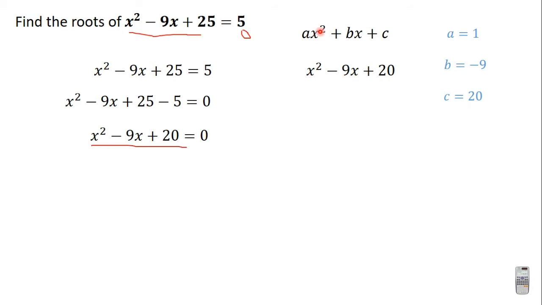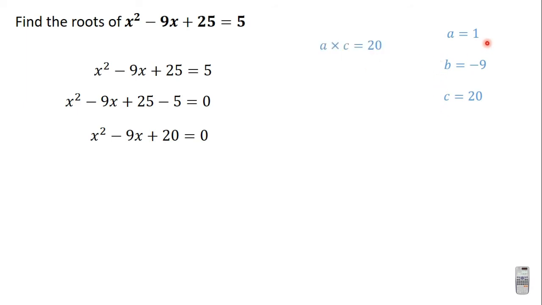Now remember that all these things that I've been doing on the side, you don't have to do them in an examination. I do them to explain to you how I get the values and how the factorization is done. You don't have to do all these in an examination. Okay, so let's continue. We now have the values of a, b, and c. After getting the values of a, b, and c, we will multiply a by c. a times c will give us 20 because a is 1 and c is 20. 1 times 20 will give us 20.